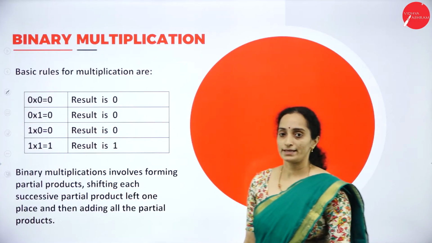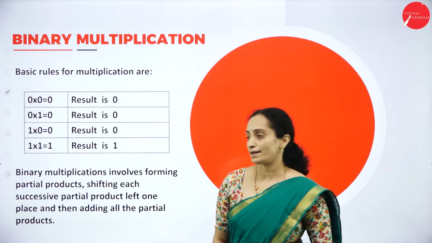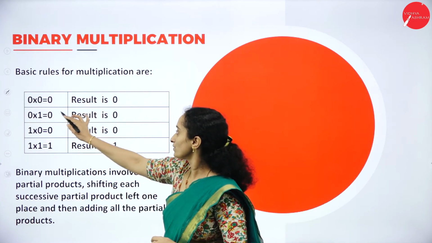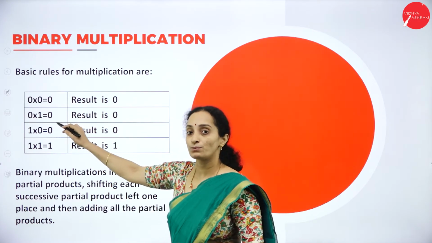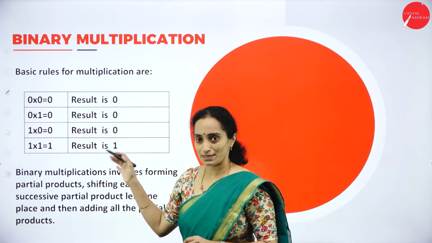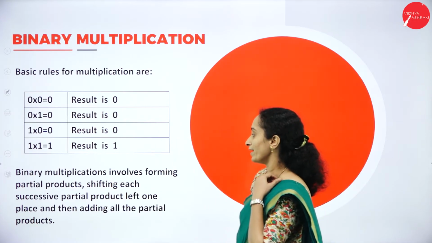Now comes binary multiplication. Binary multiplication can be carried out with rules. We have the basic rules. 0 into 0 is 0. 0 into 1 is 0. 1 into 0 is again 0. Anything multiplied with 0 is 0 only. 1 into 1 is 1.